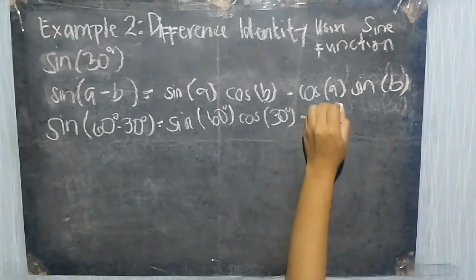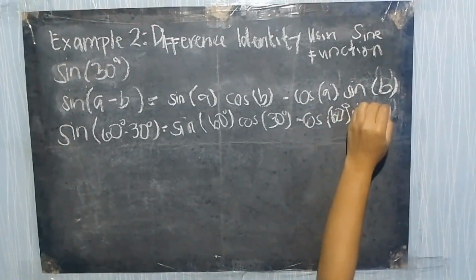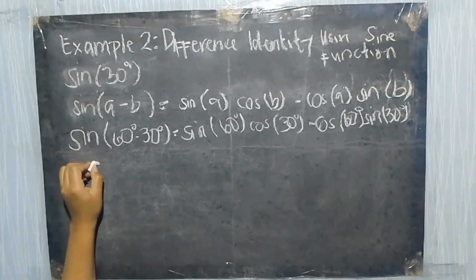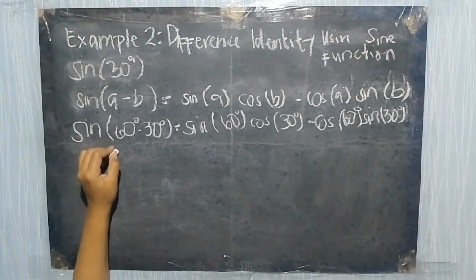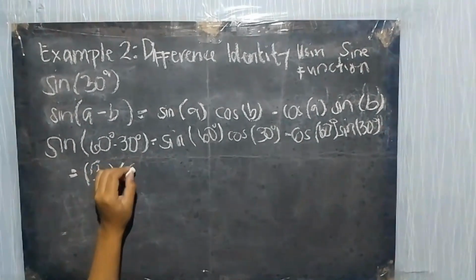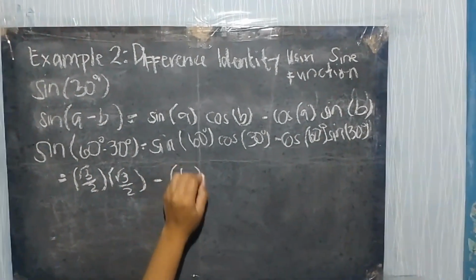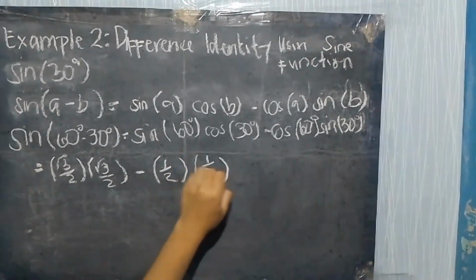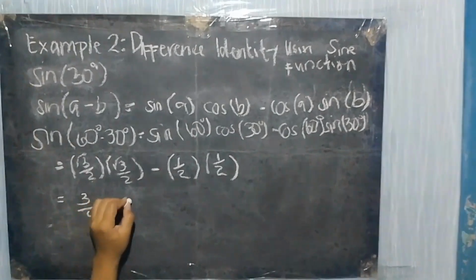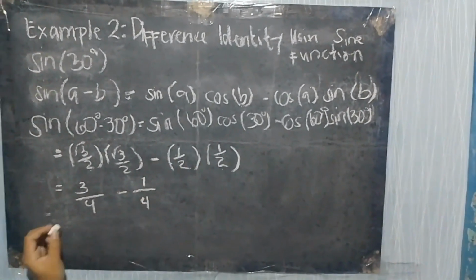Based on the unit circle, sine 60 is equal to square root of 3 over 2, cosine 30 is equal to square root of 3 over 2, minus cosine 60 is equal to 1/2, sine 30 is equal to 1/2. Radical 3 times radical 3 is equal to 3, 2 times 2 is equal to 4, minus 1 times 1 is equal to 1, 2 times 2 is equal to 4. 3/4 minus 1/4 is equal to 1/2.